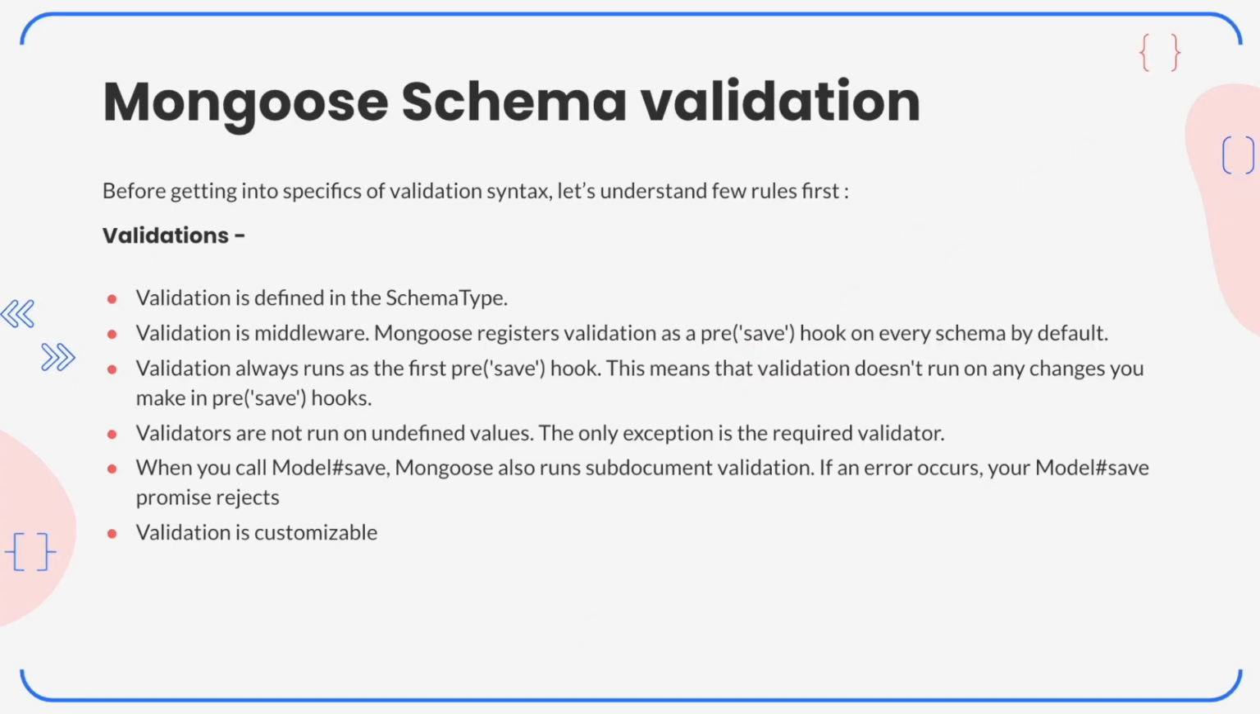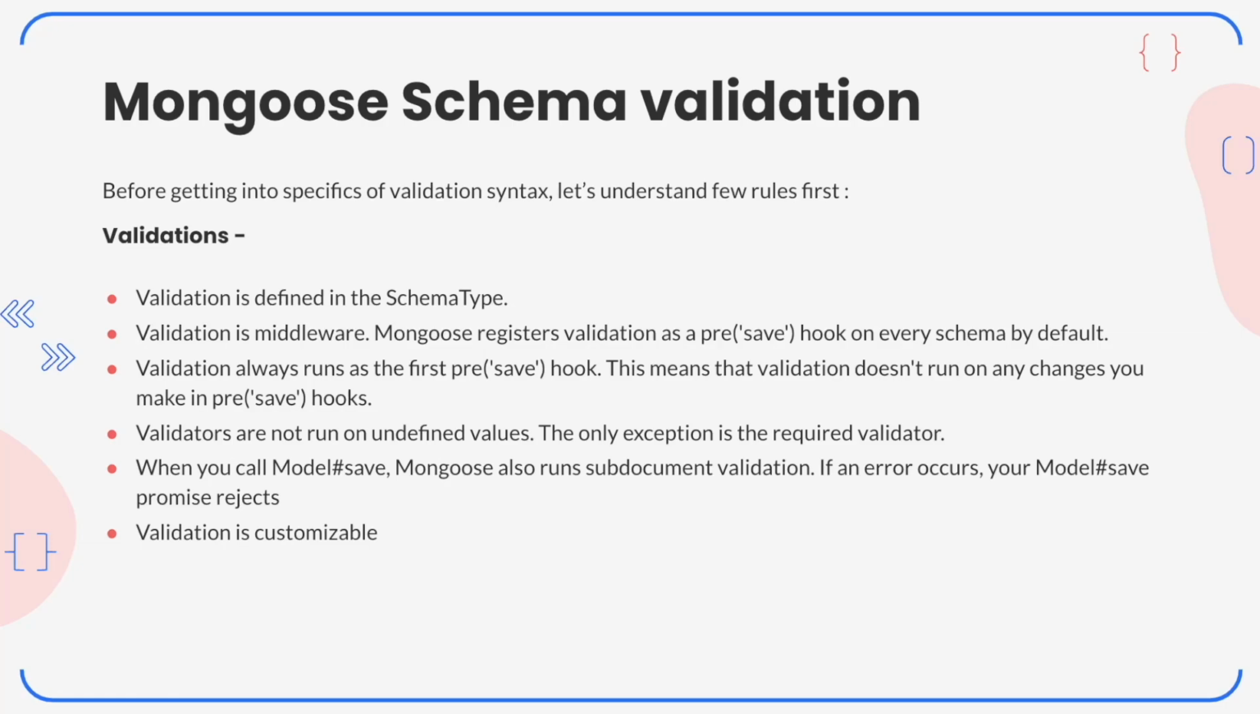Before we go into the mechanics of validation syntax, let's go over some ground principles first. The schema type defines validation. Validation is a type of middleware. By default, Mongoose registers validation as a pre-save hook on every schema. Validation is always the first pre-save hook. This means that any changes made in pre-save hooks are not validated. Undefined values are not passed through validators. The required validator is the lone exception.